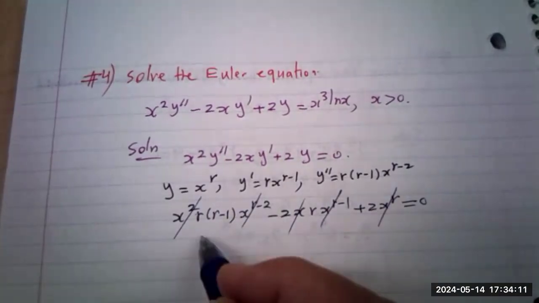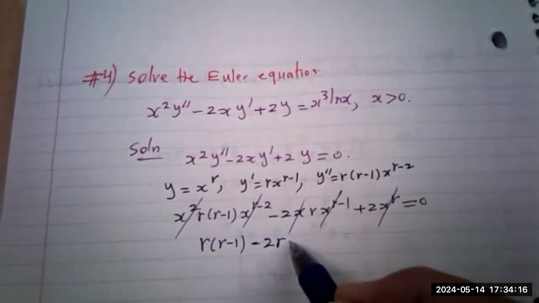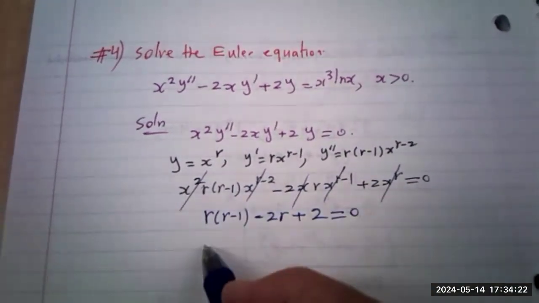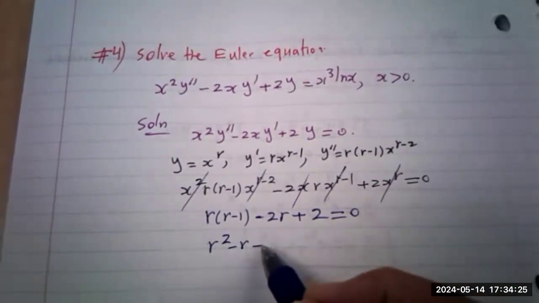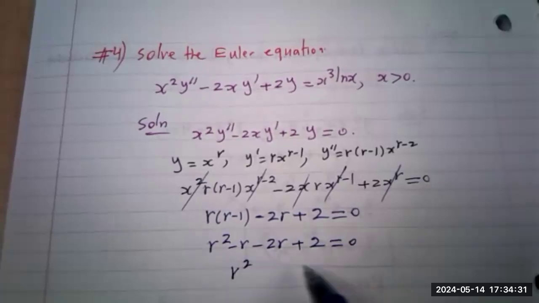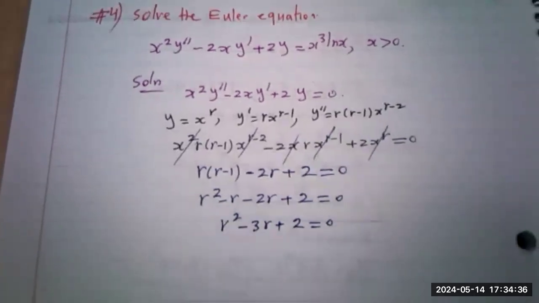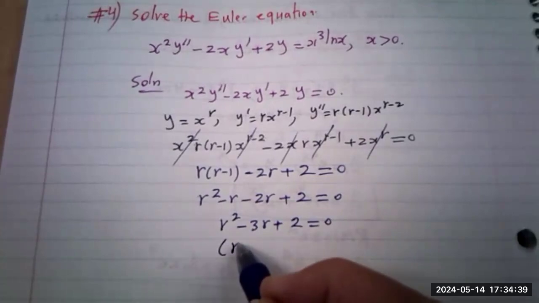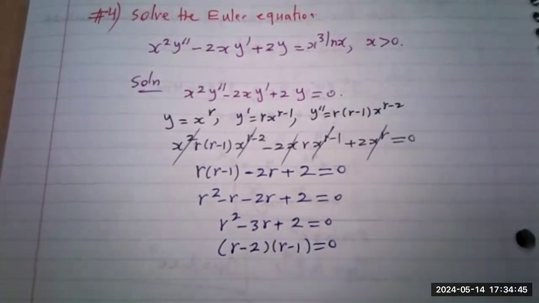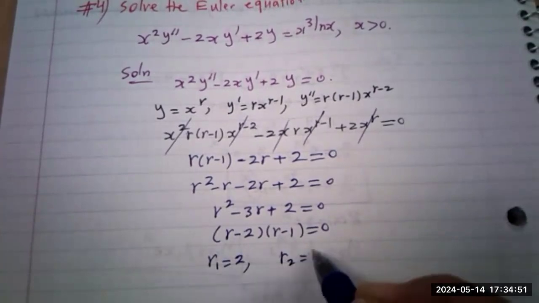Consider the leftover. So the leftover is going to be r times (r minus 1) minus 2r plus 2 equal to 0. FOIL it, simplify it. That gives you r squared minus r minus 2r plus 2 equal to 0. Combine the like terms: r squared minus 3r plus 2 equal to 0. Nicely done, it's (r minus 2) times (r minus 1). So we get two solutions, r1 equal to 2 and r2 equal to 1.